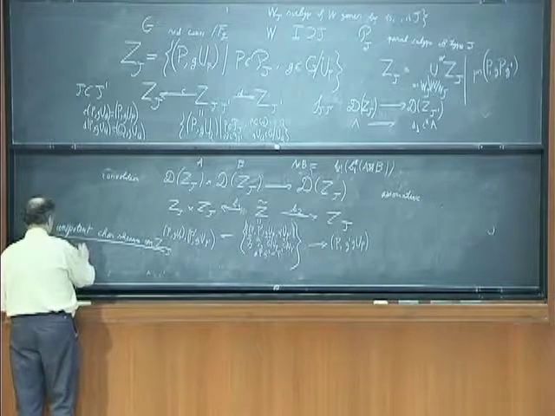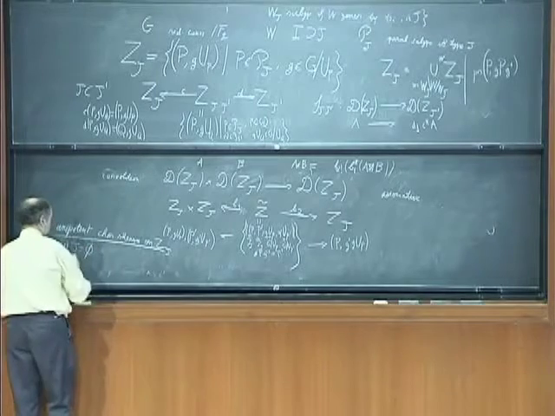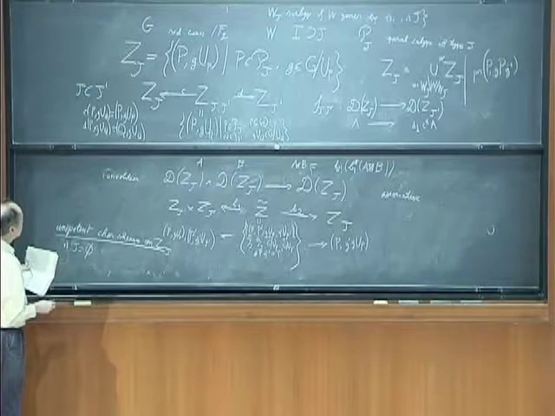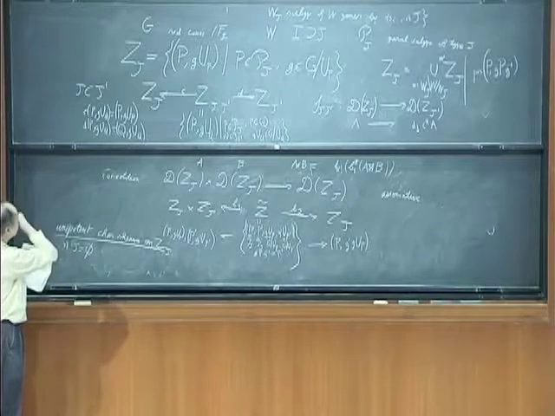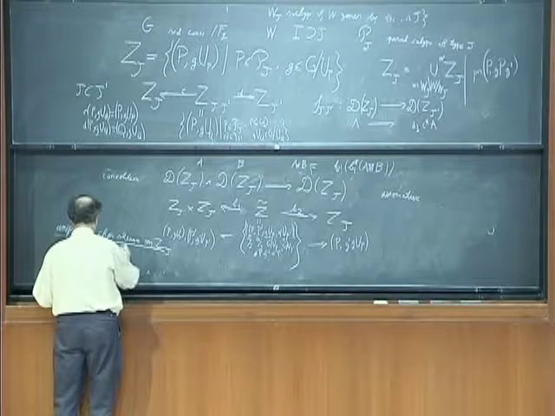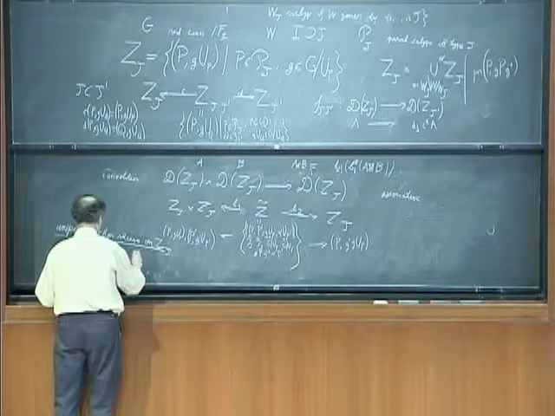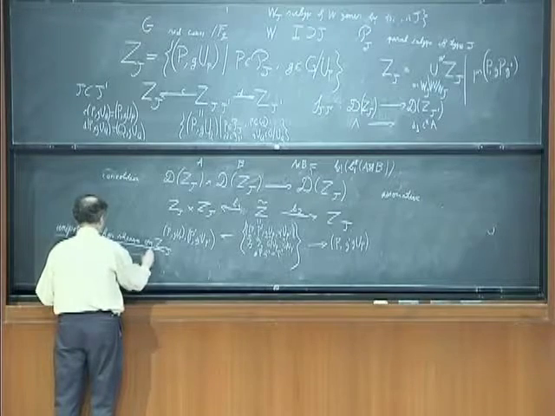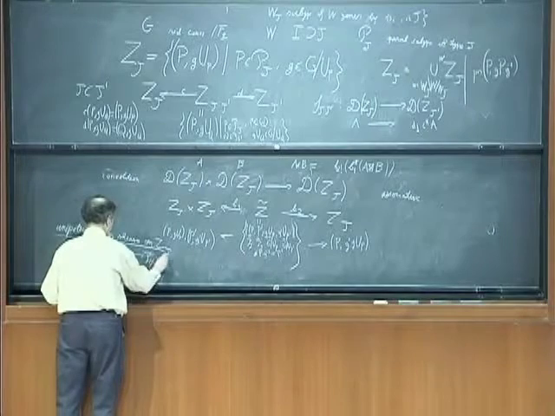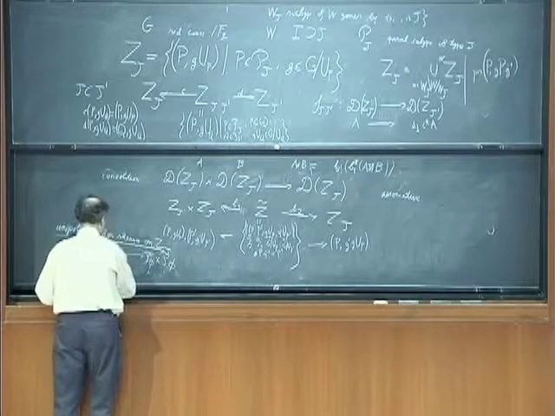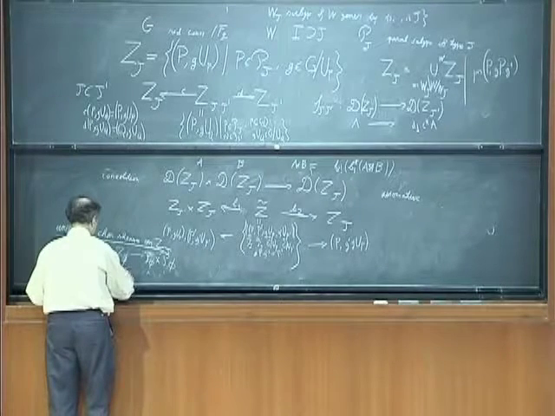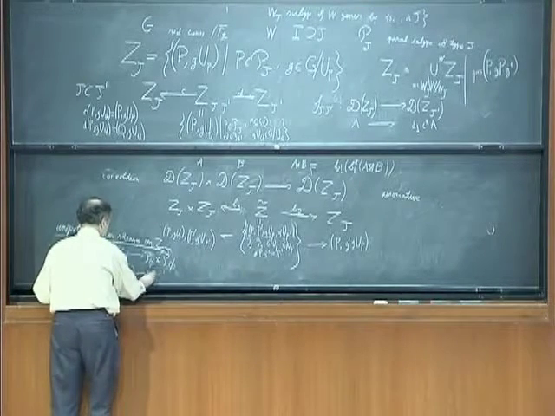So first I assume that J is empty. So in that case, I have to deal with Borel subgroups. So I have a map from Z_empty to a product of two copies of P_empty, which takes (B, gU_B) to (B, gBg inverse).